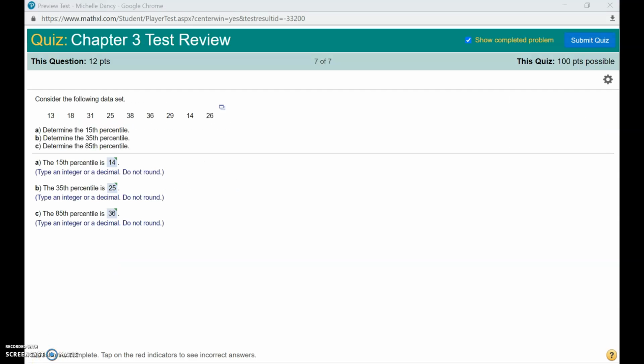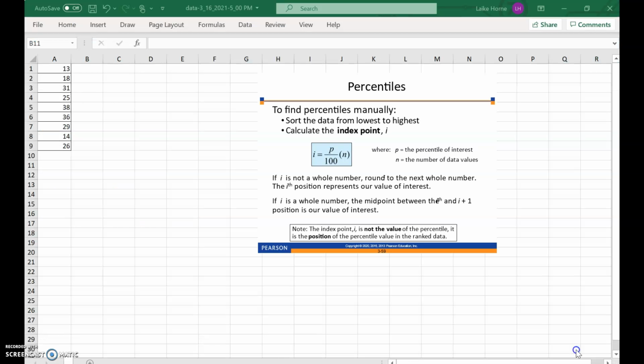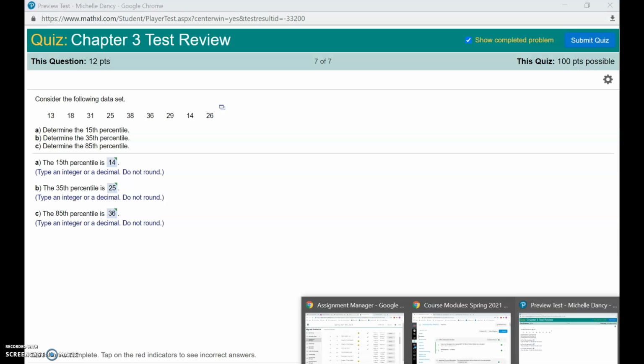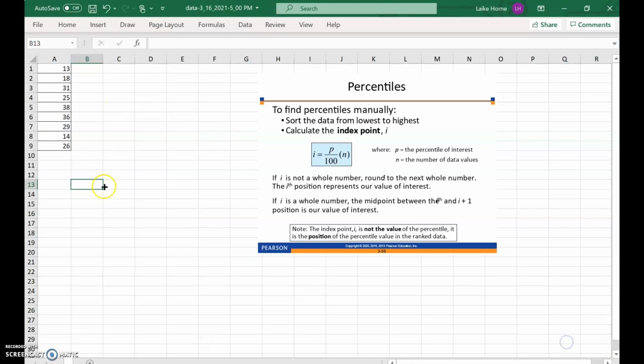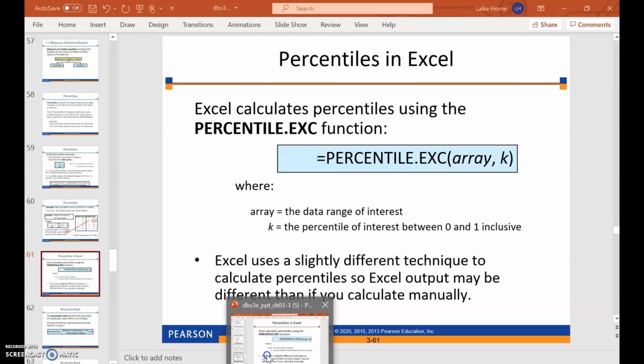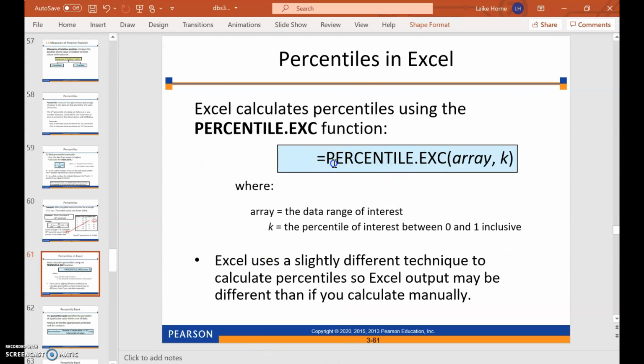Okay, for this part, I need to find the 15th, 35th, and 85th percentile. So I'm going to show you how to use the formula and how to use Excel. Okay, it says do not round. So let's do the formula first. And I believe, let me just check. Here's the formula we're going to use.